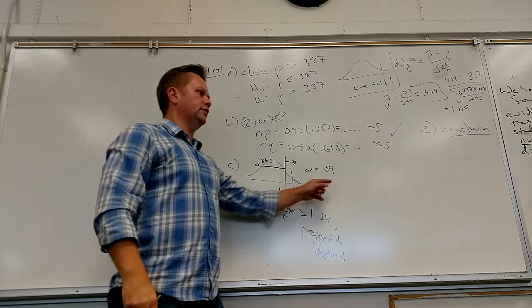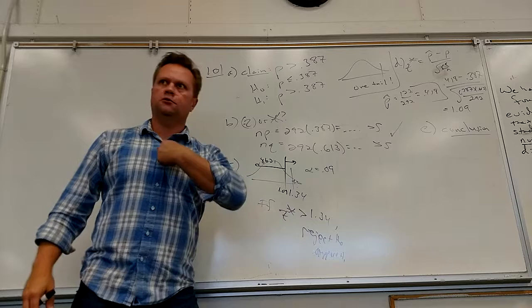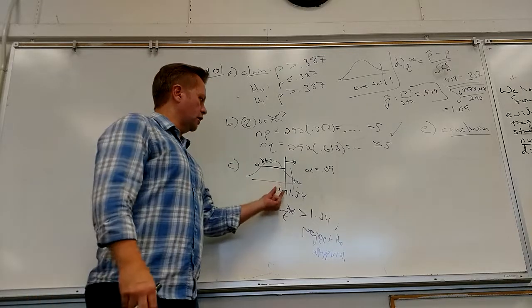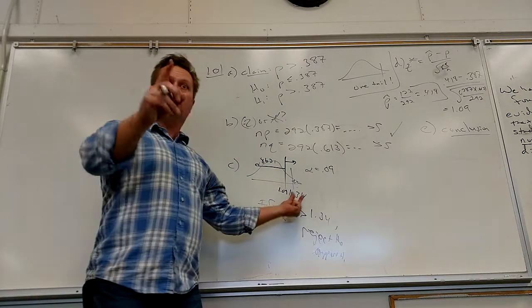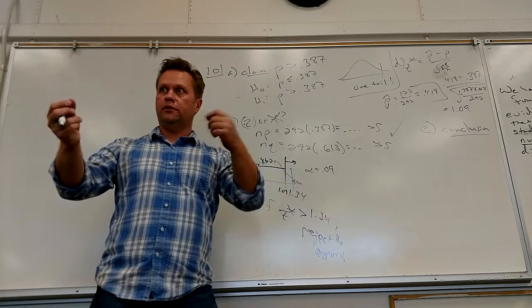Alpha is the area of the tail that the critical z-score makes. P-value is the area of the tail that my z-score makes. That's why we can compare the z-scores, or we can compare the areas, because they'll both lead to the same answer.